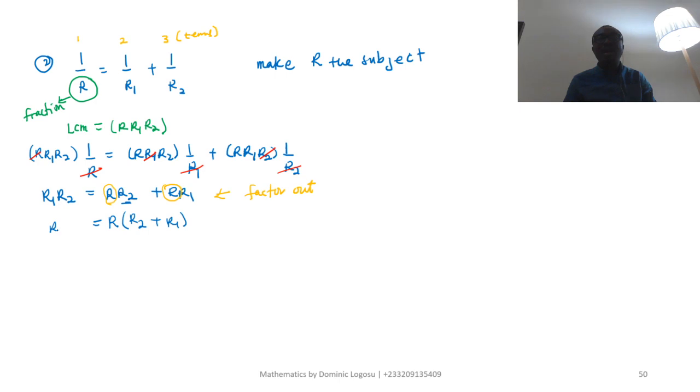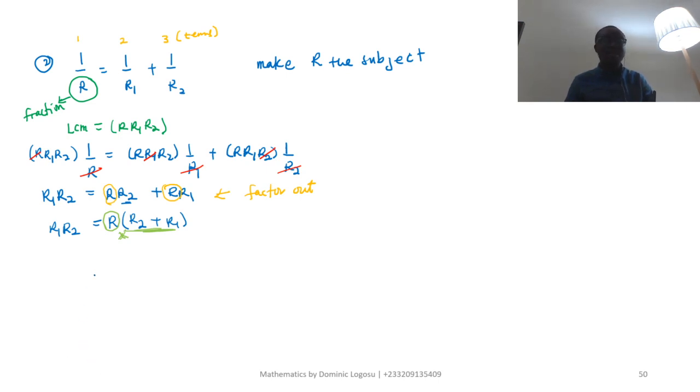Then we have R1, R2. Okay? Now having this, we have our R here. We have our R here. Okay? And then this is what we need to get rid of. We need to get rid of this. Now this is multiplying. It's multiplication that is between them because of the bracket. So if you want to get rid of it, when it goes to the other side, it's going to be divided.